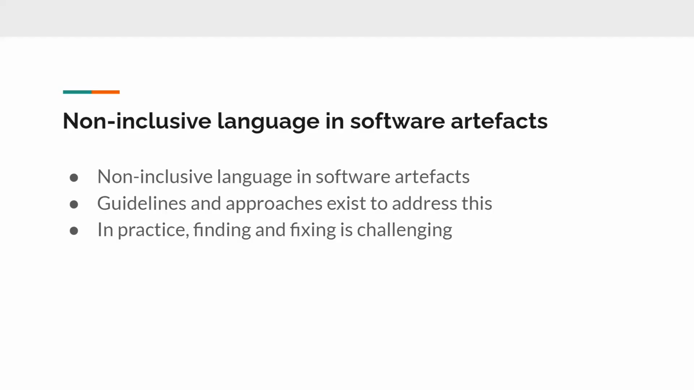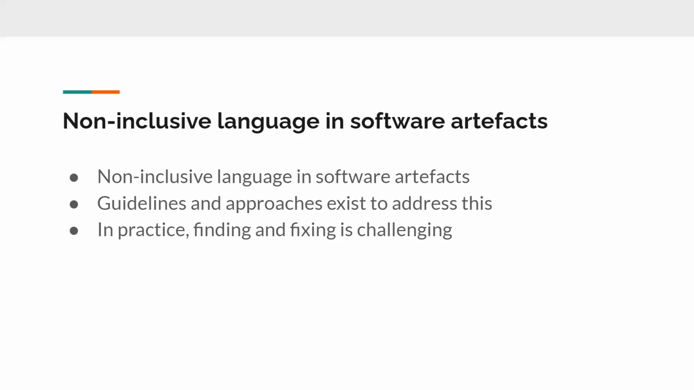Concern has been growing about various forms of bias and non-inclusive practices in software engineering. Related to this, there has been an increasing concern about non-inclusive language in software artifacts. Several guidelines and approaches exist to help developers address these concerns. However, the process of finding and fixing these occurrences in code and documentation and other software artifacts is challenging.